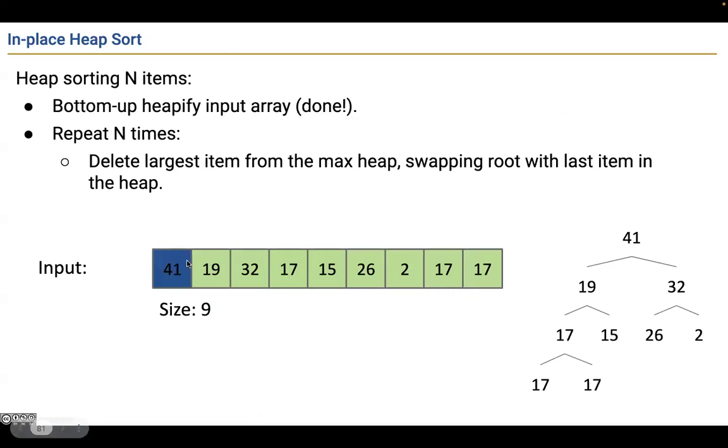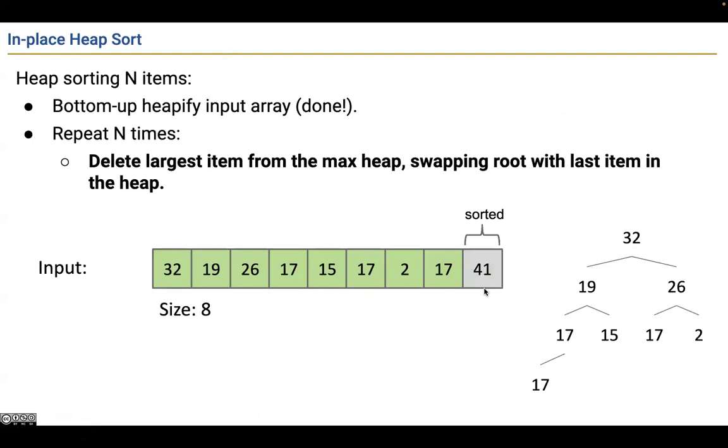So here we go. This 41, I'm going to delete it. But instead of putting it in a brand new output array, which would be extra space, I'm just going to shove it at the end of the array. And that's OK, because the heap has vacated this element of the array. It's no longer using this part of the array, so I'm safe to put the output here.